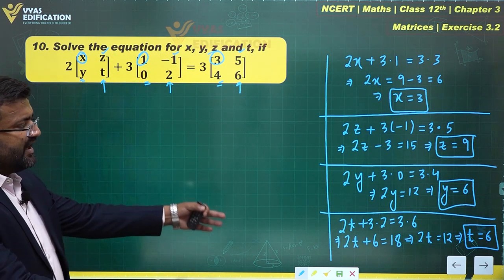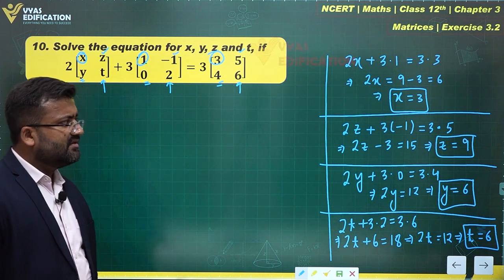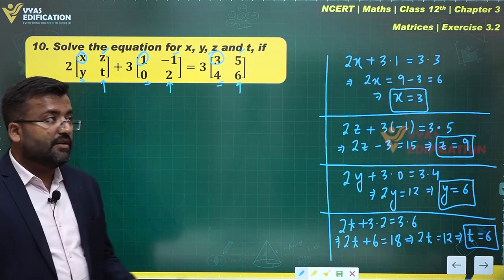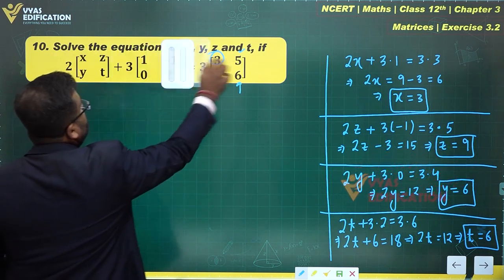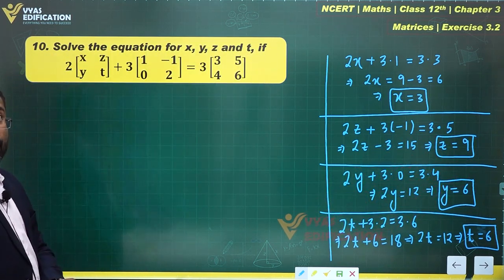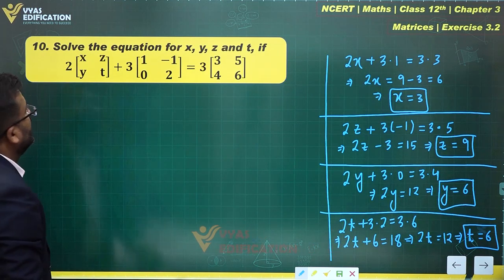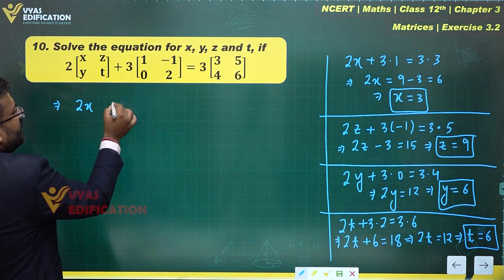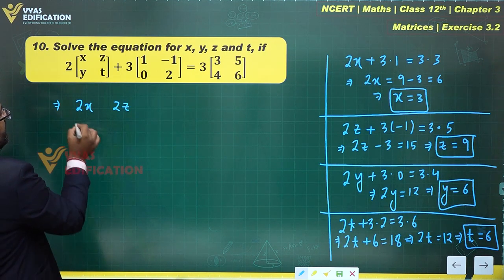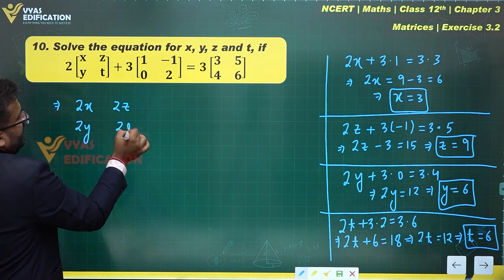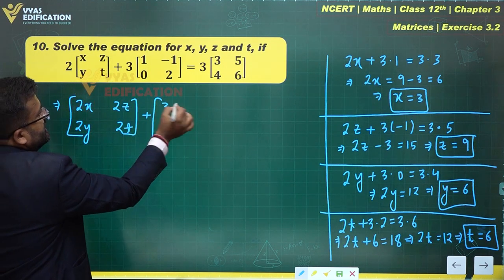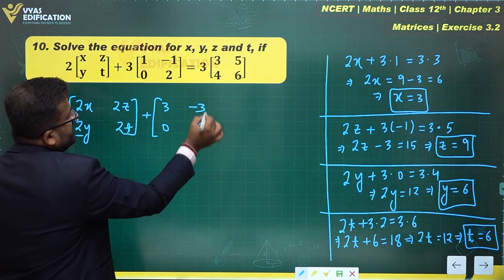Right. Now this is one way of directly comparing the corresponding elements. This is what you can use, obviously. But in case you feel like solving it completely, I'll write the steps involved before this, in case you want that. So let's simplify this. 2x. You may observe that you will get the exact same thing that I've written over there. 2y, 2t. This is this matrix. Plus there is another matrix, 3 times 1, which is 3, minus 3, 0, 6.